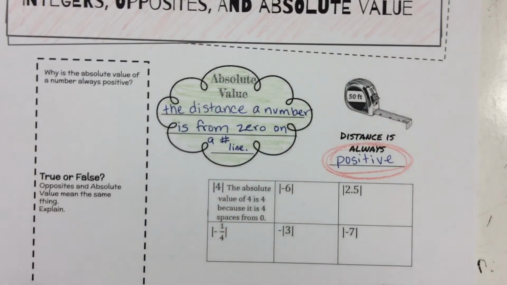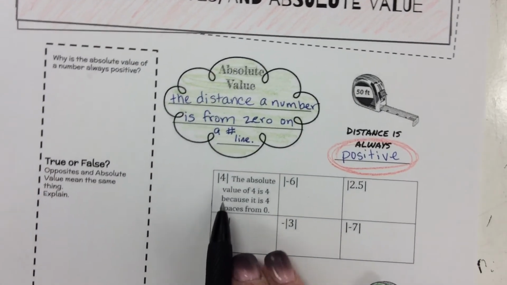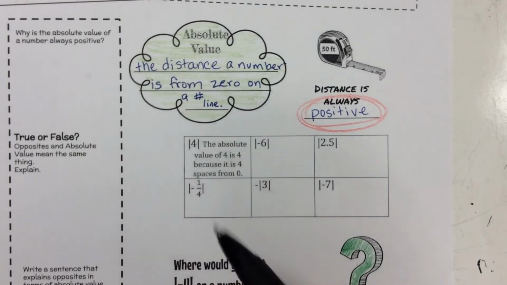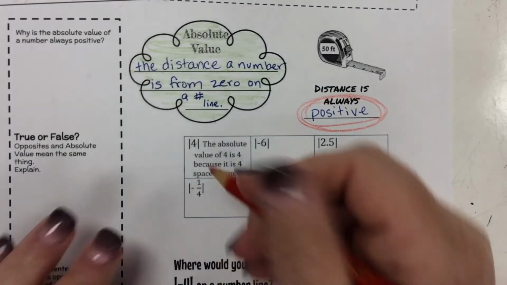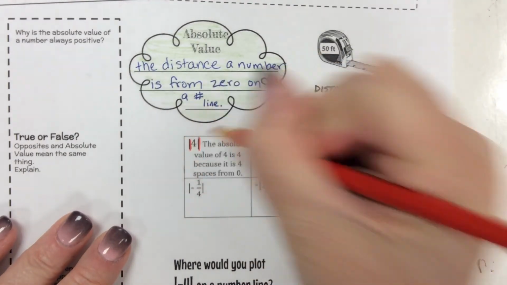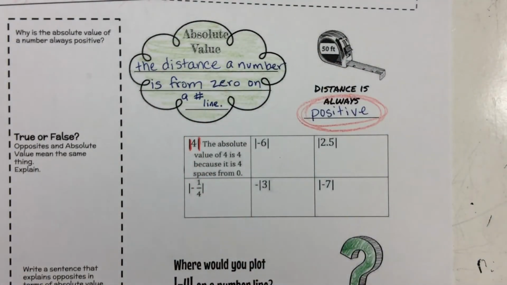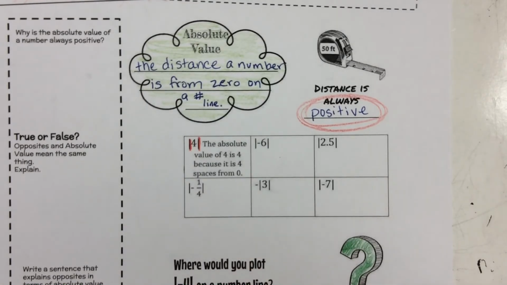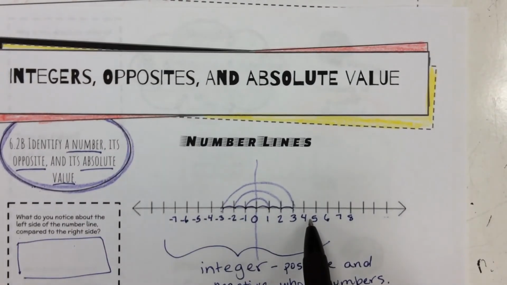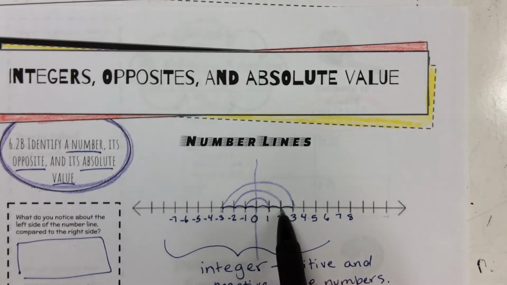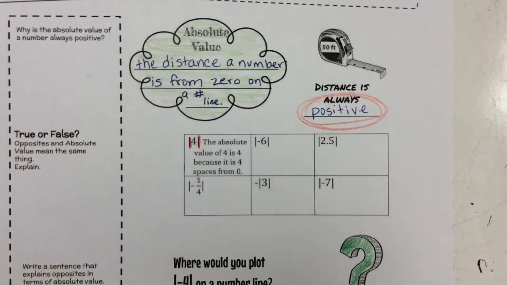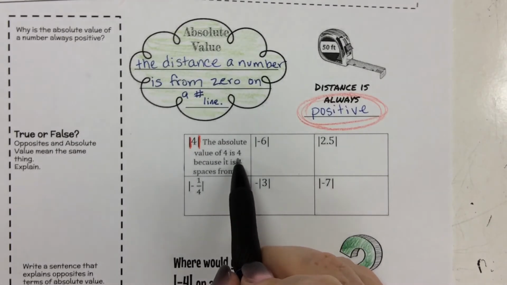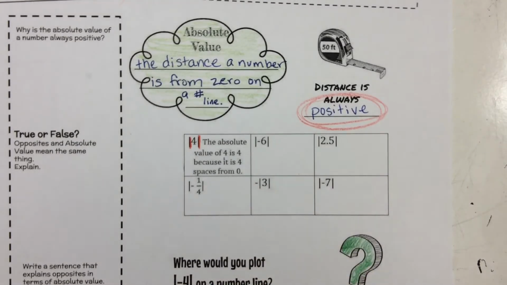So, here's an example. Absolute value is written with these fancy little bars. You see the little lines around them? They're not parentheses. Those are called absolute value bars. So this says the absolute value of 4. Well, how far is 4 from 0 on a number line? If I went back to my original number line here, how far is 4? 1, 2, 3, 4 spaces. So the absolute value of 4 is 4 because it is 4 spaces from 0.